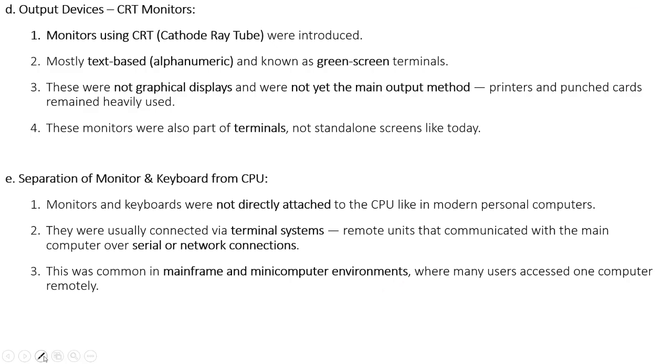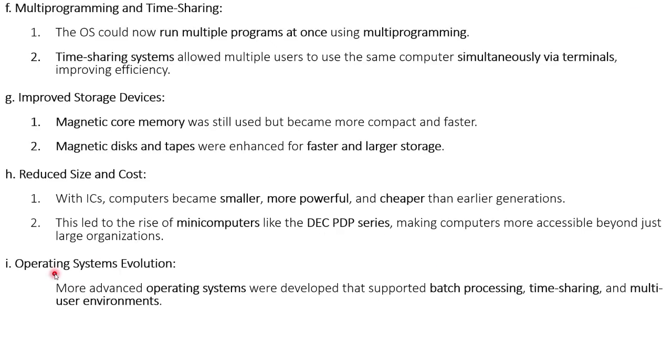Moving on to our sixth advancement, and that is multiprogramming and time sharing. The OS could now run multiple programs at once using multiprogramming. Time sharing systems allow multiple users to use the same computer simultaneously via terminals, improving efficiency. Improved storage devices: magnetic core memory was still used but became more compact and faster. Magnetic disks and tapes were enhanced for faster and larger storage, reducing size and cost.